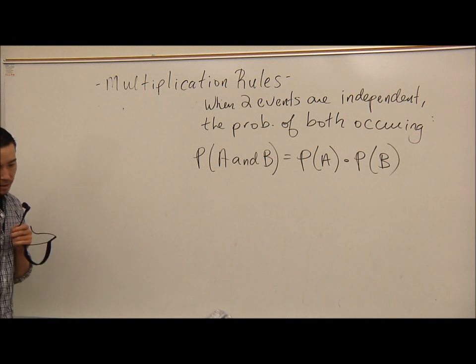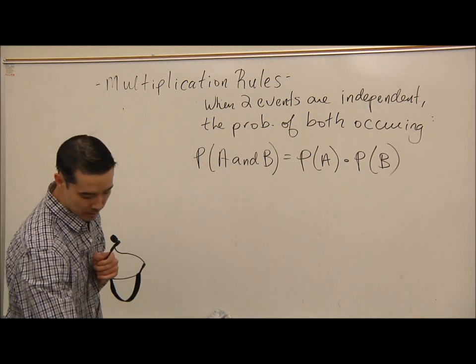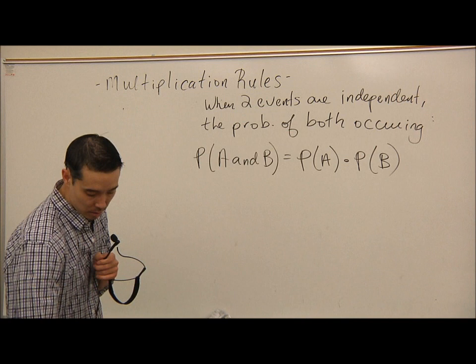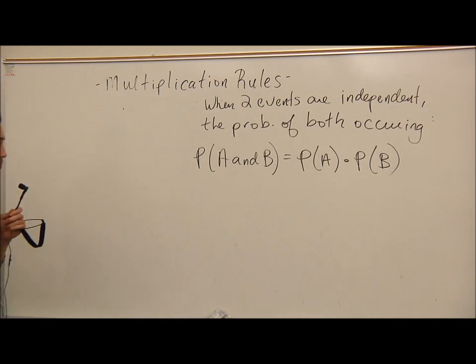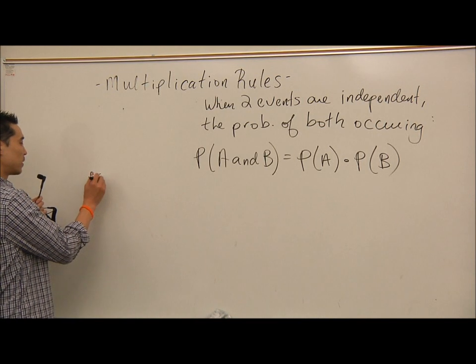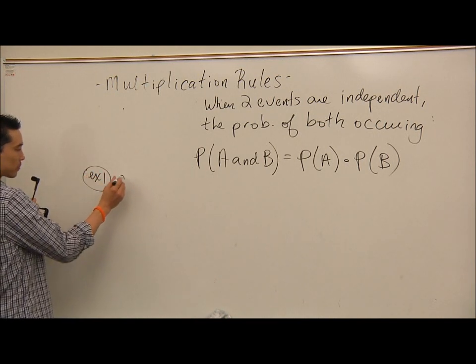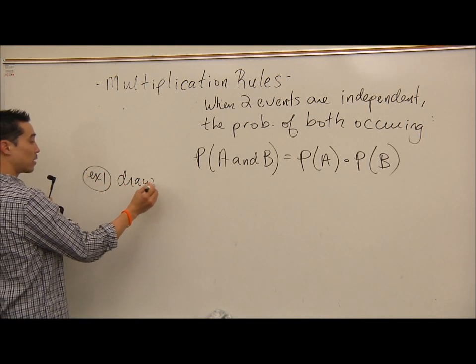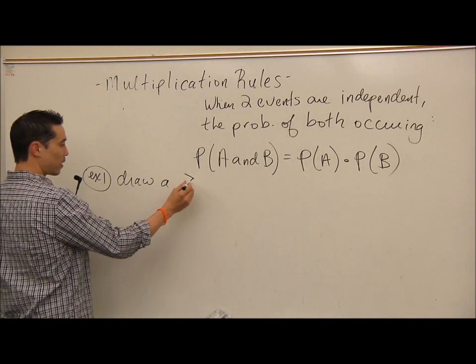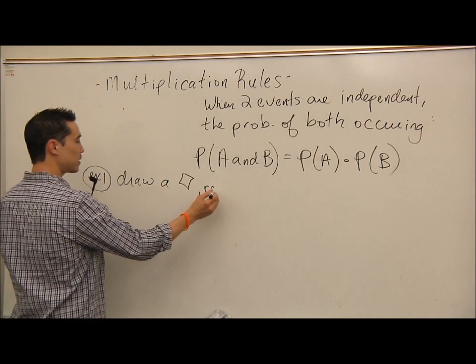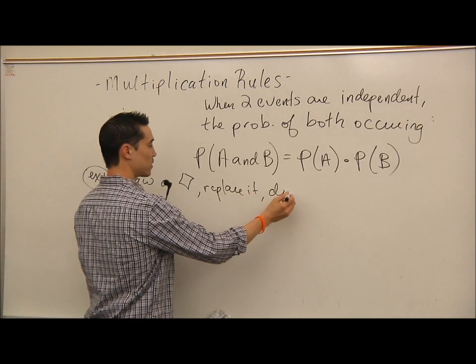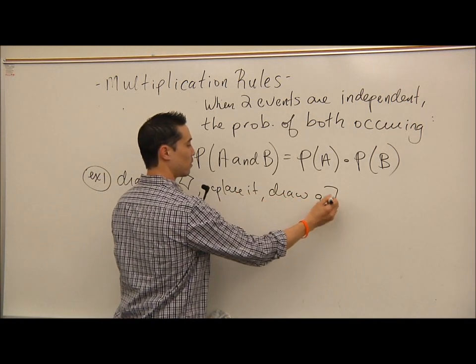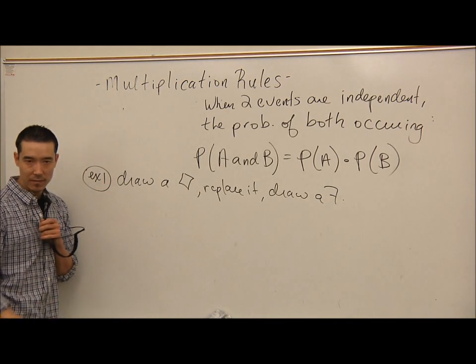Okay? So, example number 1. Drawing a card and getting a diamond, replacing it, drawing a card and getting a 7. So example 1, let's calculate the probability. We're going to draw a single card and get a diamond. We're going to replace it and draw a 7. And I want to know what's the probability of these two things happening.